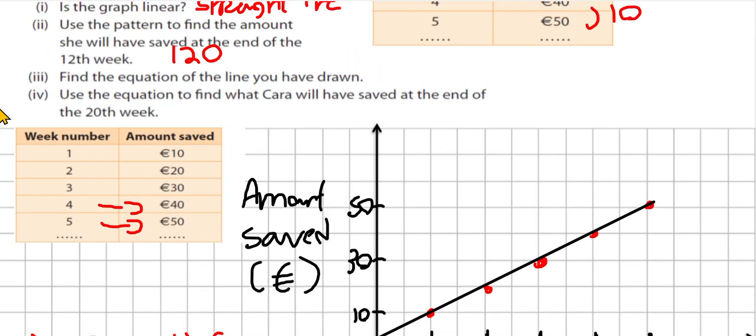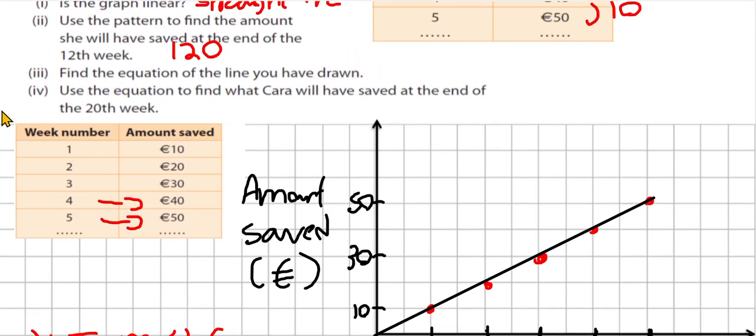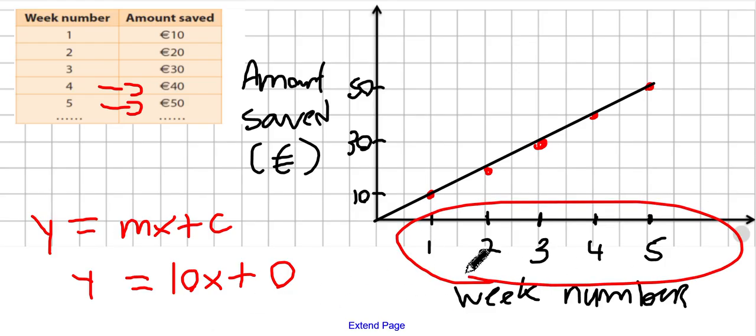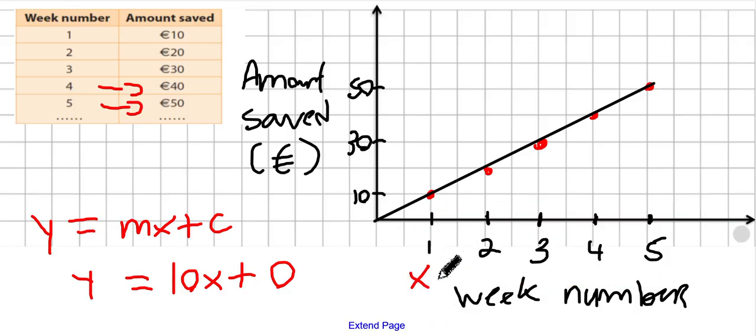Now, use the equation to find out what Cara would have saved at the end of the 20th week. Well, the x-axis is the number of weeks. Would you agree with that? So all you have to do is replace the x value with 20 because x equals 20 represents 20 weeks. You already know how to do it, don't you? You just multiply your answer by 10 because you save a tenner every week, don't you? So the answer would be 200.